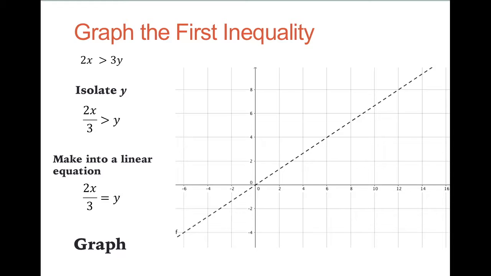As you can see, there is no b, so it passes through the 0. And knowing your slope, you plug in some points, put it along the line, make your line. I also want you to note here that my line is dotted because my inequality is just greater than. There's no equal to. So we are going to use a dotted line.